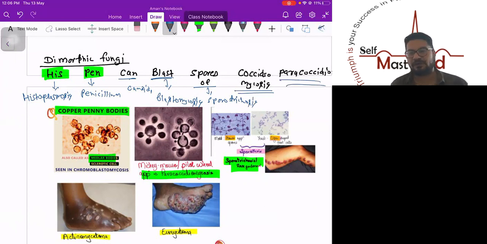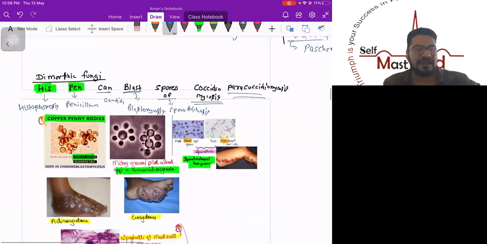So these are the ones they ask in the exam. These are dimorphic fungi. Dimorphic fungi means they will have both forms, both yeast form as well as mold form. They will be yeast at 37 degrees and mold at 25 degrees. So they will have both forms.